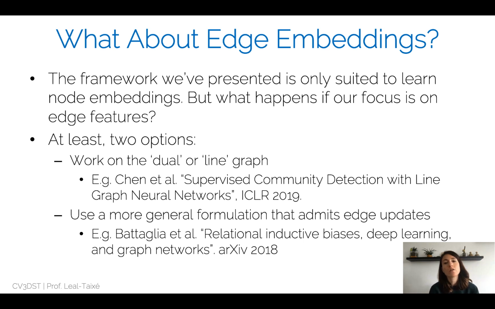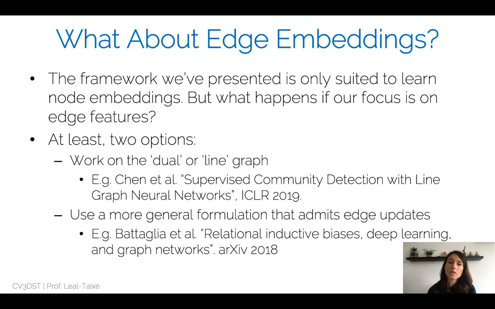So far we have talked only about updating the node embeddings. We haven't really done anything with the edge embeddings. And it is true that the framework that we have presented so far is only suited to actually learn node embeddings. But the question is, what if we're actually interested in the edge features? What if the information that we want to recover is in the edges and not in the nodes? This, of course, depends on what you want to get from your graph neural network. But if you want to learn node embeddings as well as edge embeddings, you have at least two options.